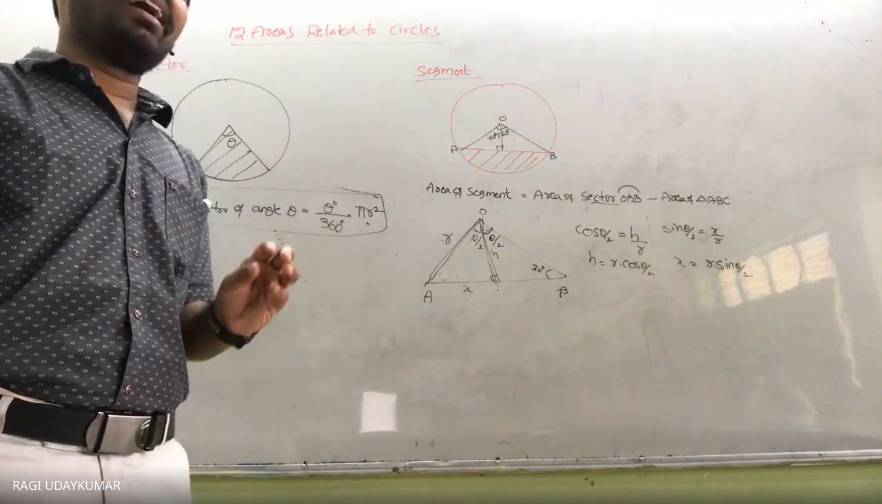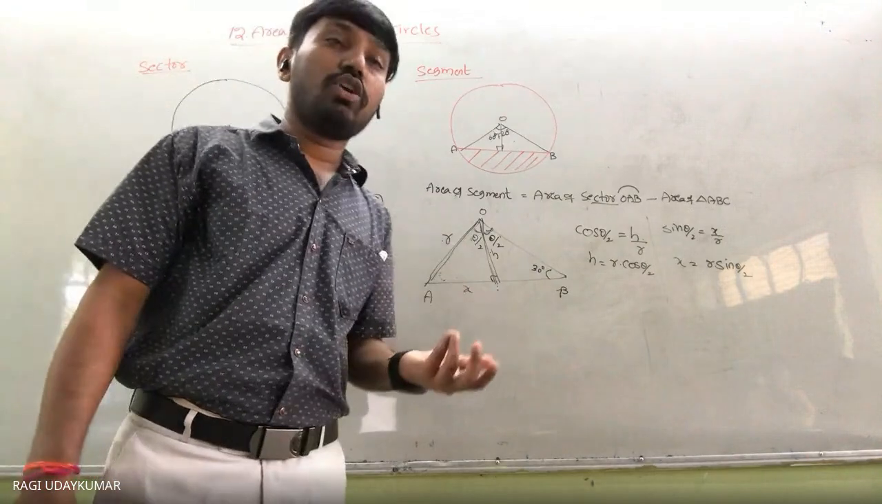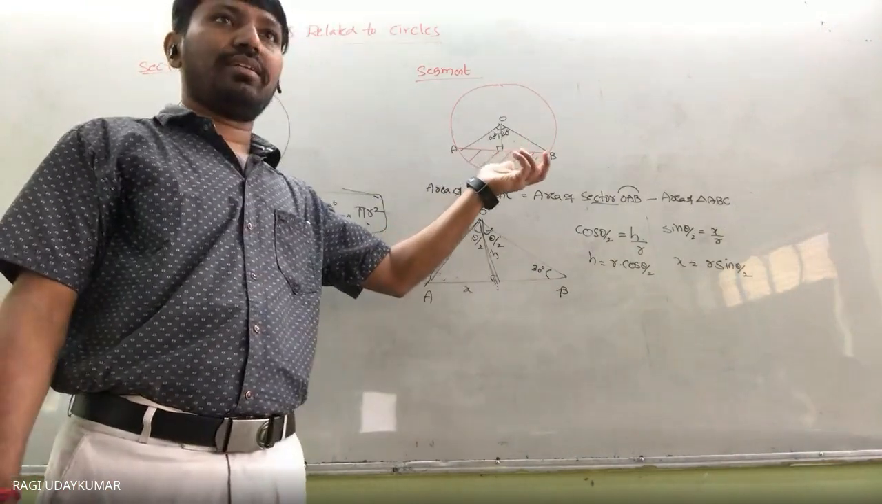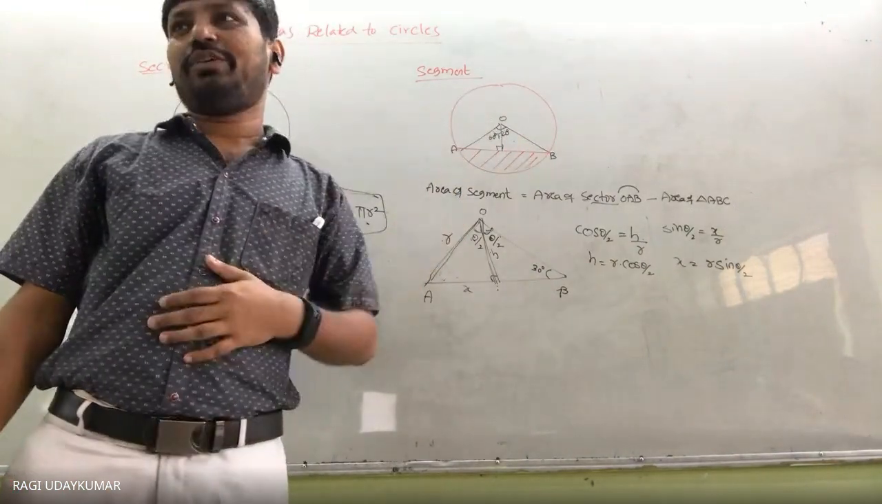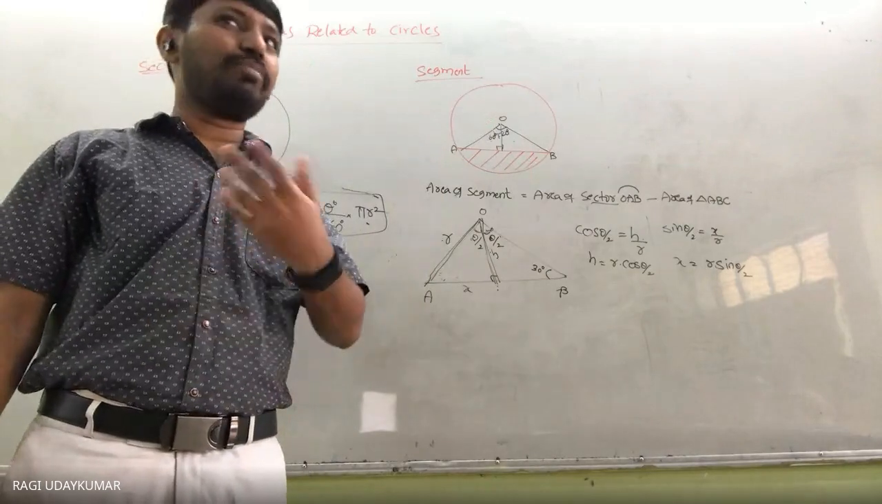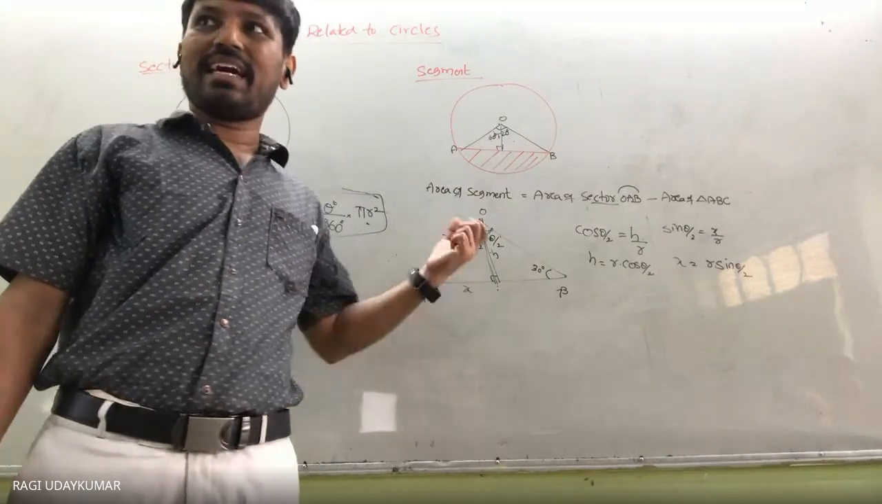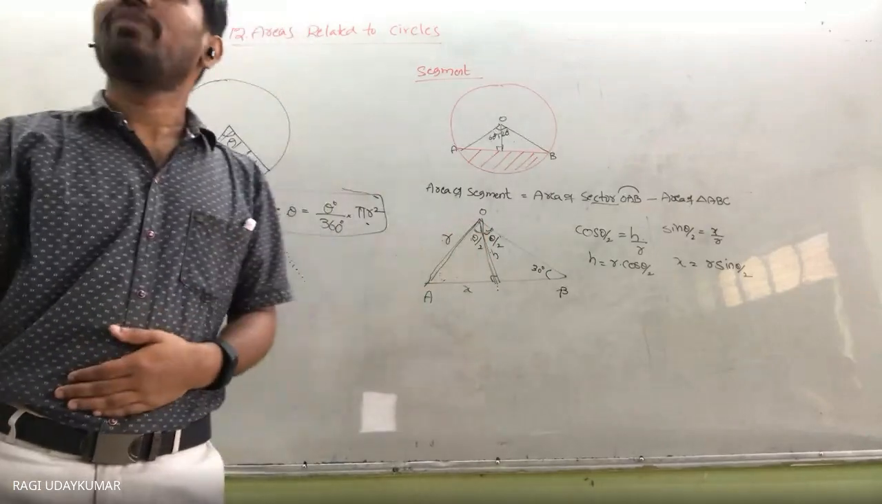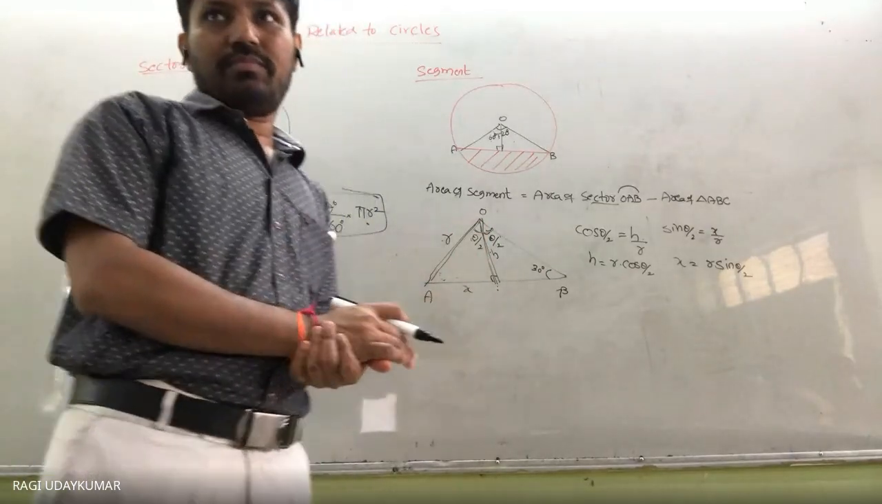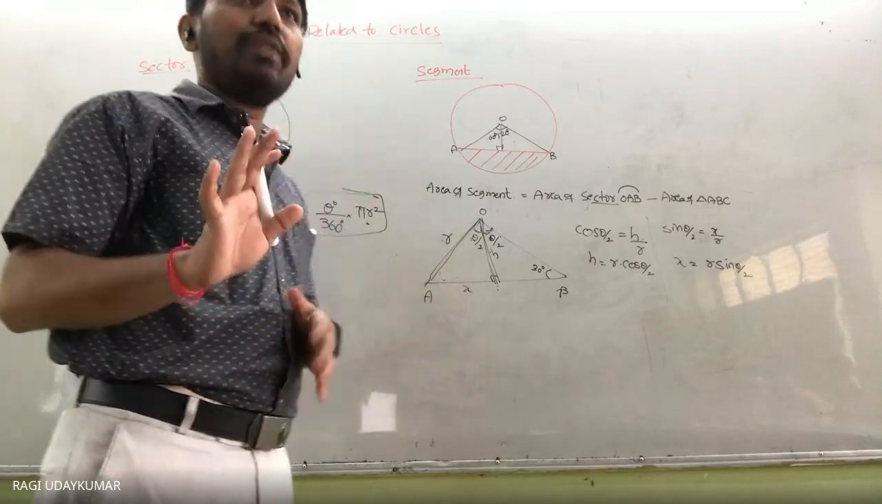I am giving you the direct formula to find this out if theta is given to you. Because objective type questions need less time, there is no need to do all these steps. You can directly use the formula I am giving to you. Okay, but you need to know the original procedure also.